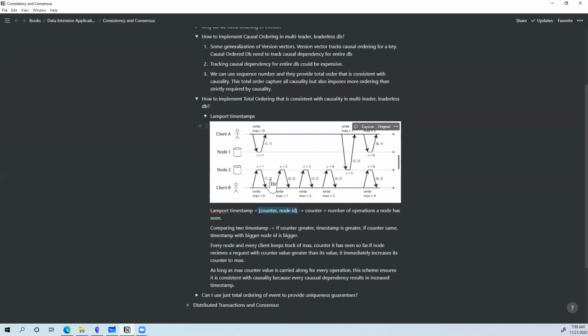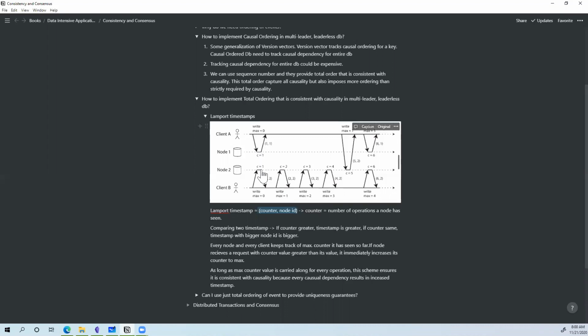So what Lamport timestamp does is give an ordering such that the timestamp with the greater node ID is higher. If you compare 1,2 and 1,1, this timestamp is higher. Although they could have happened concurrently, because these two nodes have not talked to each other up till this point, maybe these two events happened concurrently, or at different times, but these two nodes have not talked to each other.